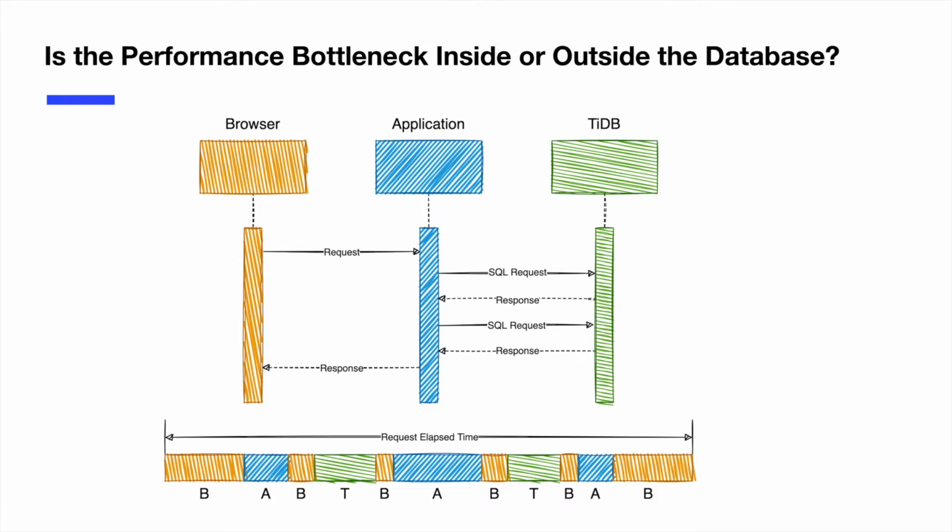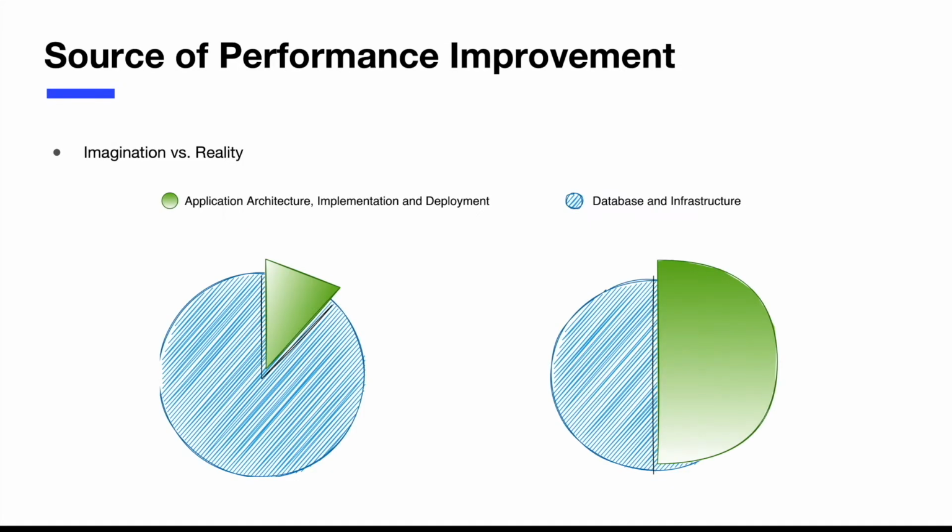If this user reports the system is very slow, maybe the database is not the thing to blame. You can see only the time marked in green was spent in the database, right? The performance bottleneck could be anywhere. So the first thing for database performance tuning is that you should learn to identify whether a bottleneck is inside or outside the database. Here is the source of the performance improvement.